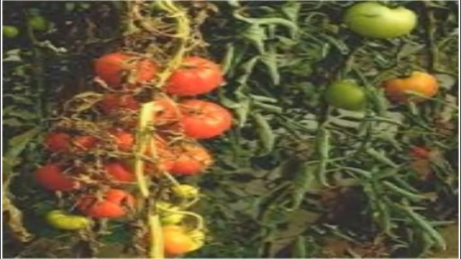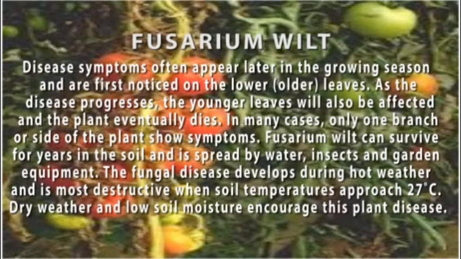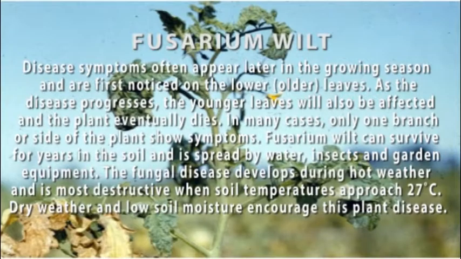Fusarium wilt. Fusarium wilt is a soil-borne pathogen that attacks potato, tomato, eggplant and pepper plants. The disease fungus, Fusarium oxysporum, enters through the roots and interferes with the water-conducting vessels of the plant. As the infection spreads up into the stems and leaves, it restricts water flow, causing the foliage to wilt and turn yellow. Disease symptoms often appear later in the growing season and are first noticed on the lower, older leaves. As the disease progresses, the younger leaves will also be affected and the plant eventually dies.